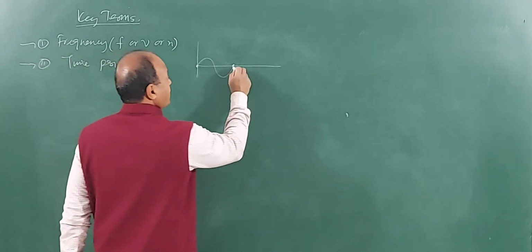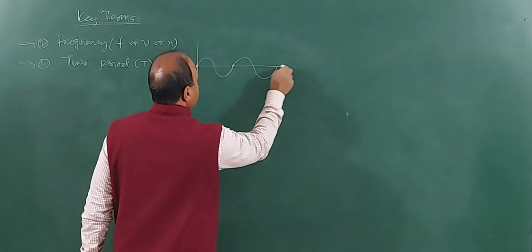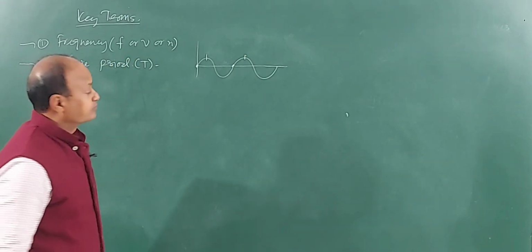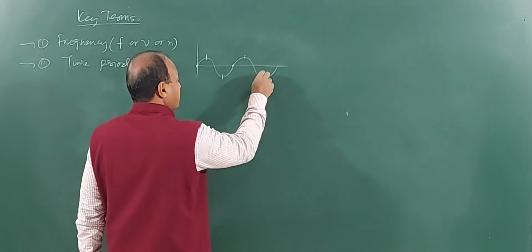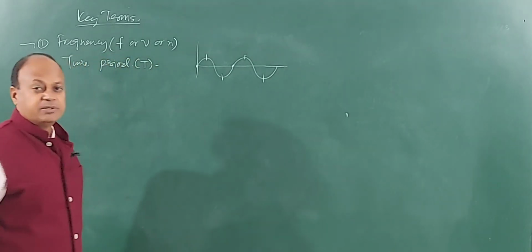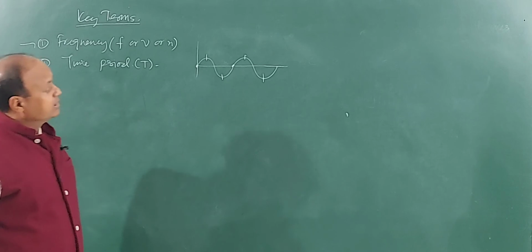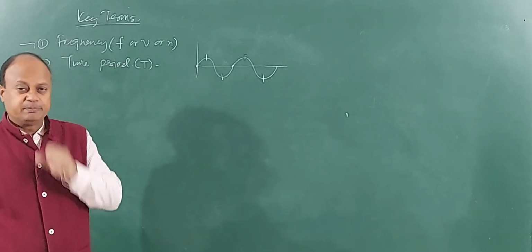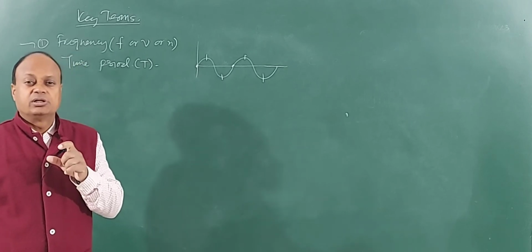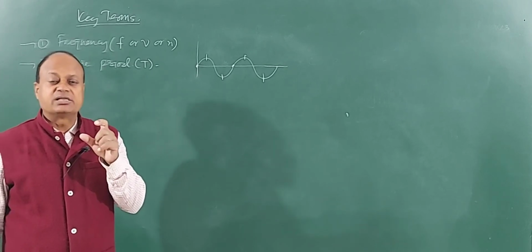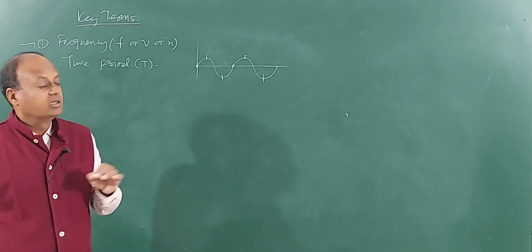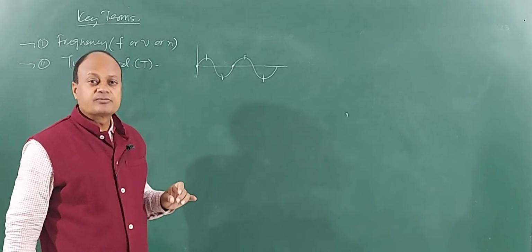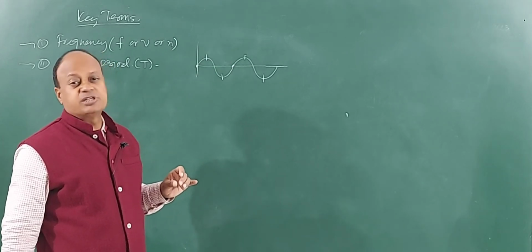Or let's see, from here to here is also one complete time period. From here to here also it is one complete time period. So time period is basically the interval of time between which two particles are either in the same phase or in the same state of motion.